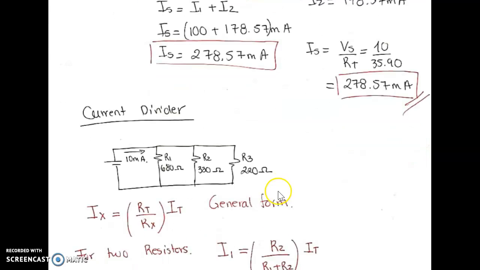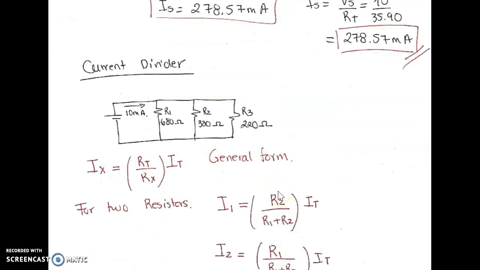We described parallel circuits before as being current dividers. So this is one of the major applications of parallel circuits, being current dividers. So we are going to do this example in the next video.